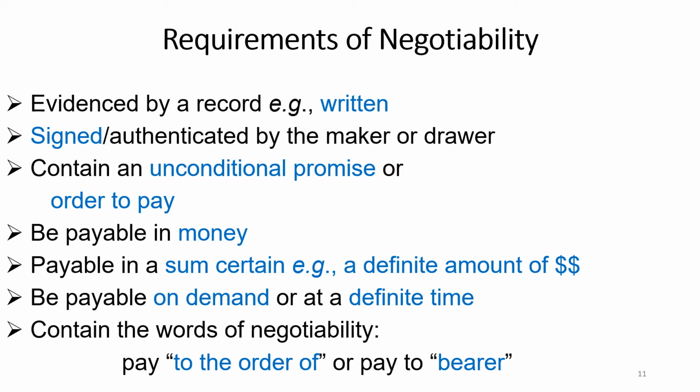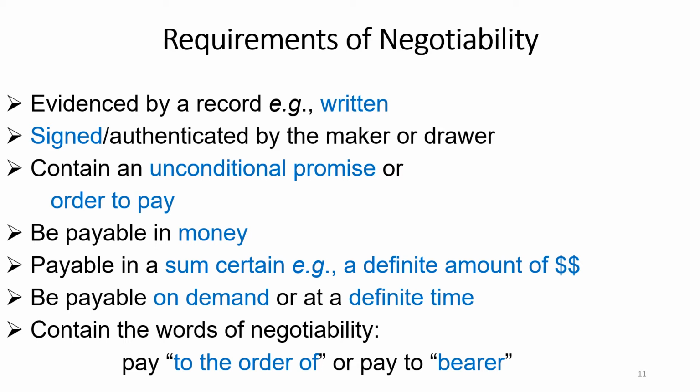It must be payable in money. If payment is going to be made by supplying goods or a service, then you do not have a negotiable instrument. You might have a valid contract, but you don't have a negotiable instrument because it must be payable in money. It must be payable in a sum certain. That means there must be a definite amount of money that we can determine is going to be paid. It's all right if it has to be calculated so long as the calculation is obvious and people know what it is that they're going to be figuring.